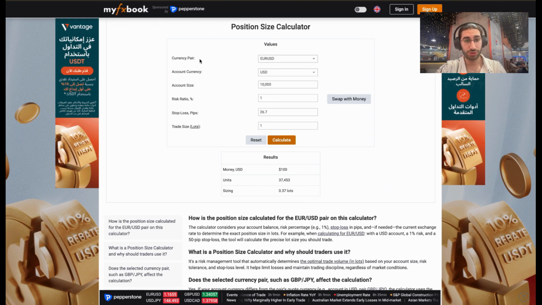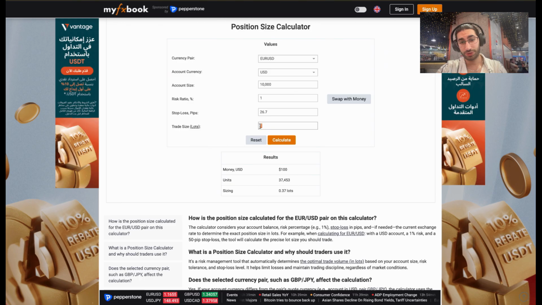And here you just choose the currency pair, the account currency. So I'm in USD. Account size: my account size is $10,000. I want to risk 1%, 26.7 pips, which was the size of my stop loss, and trade size in lots. And here I have to put 0.37 lot to basically risk 1% on this trade particularly.